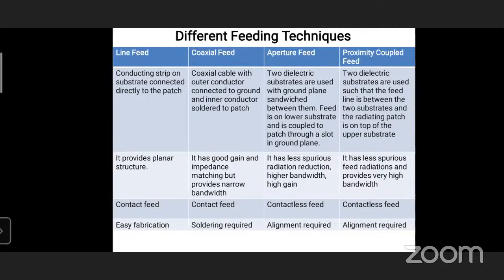The fourth feeding technique is proximity coupled patch feed. Here we have two dielectric substrates such that the feed line is between the two substrates and the radiating patch is on the top of the upper substrate.